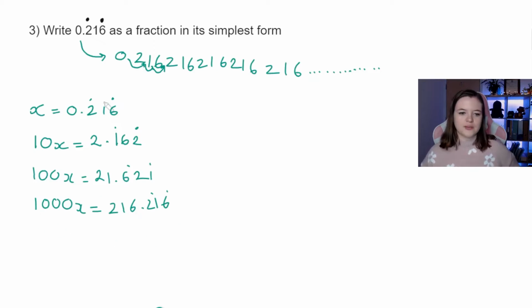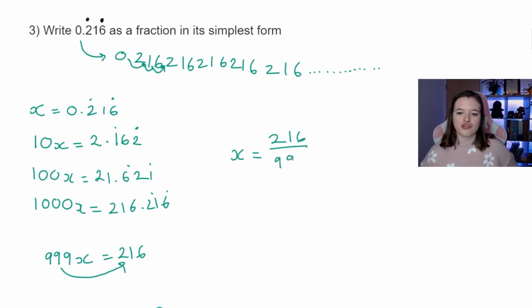So this we can now subtract. Take the smaller one from the bigger one, which gives 999x equals 216. Take away nothing because the decimal parts cancel out. Then we divide down, and you get x is equal to 216 divided by 999. Then we want to make this a fraction in its simplest form.